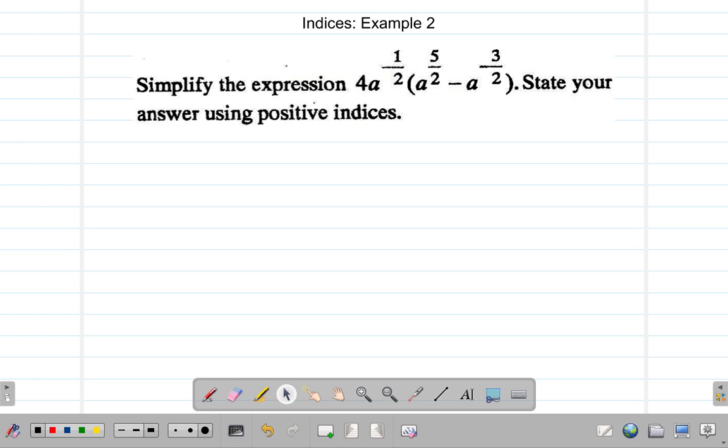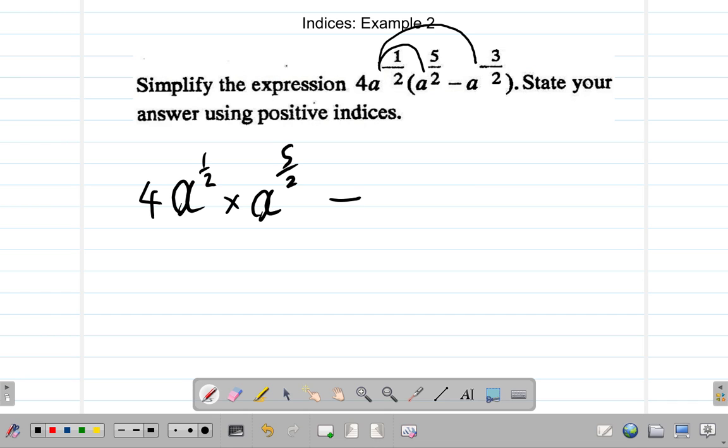Okay, you paused the video and you went ahead and tried. Now, let's look at it together. You have 4a to the half multiplied by a to the 5 over 2, which is 5 halves. So it's 4a to the half multiplied by a to the 5 divided by 2, or 5 halves, minus 4a to the half times a to the 3 halves.